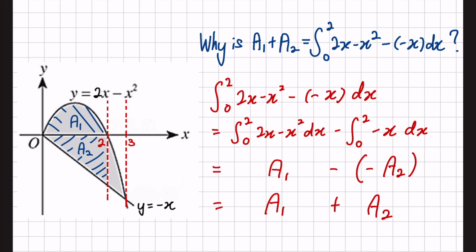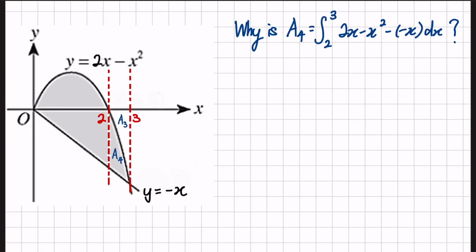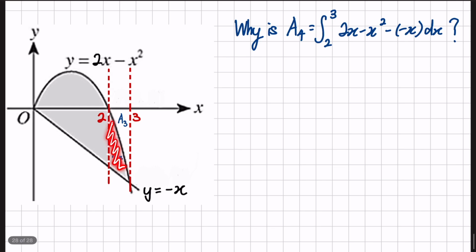That is why, to find this total area here, you can simply integrate from 0 to 2 and take curve minus line. The next question is, how come to find this area over here, I just need to take the curve minus line and I integrate from 2 to 3. So let's break this apart. If I were to use this definite integral, integrating from 2 to 3, I take curve 2x minus x squared minus away line, because the curve still lies above the line here.